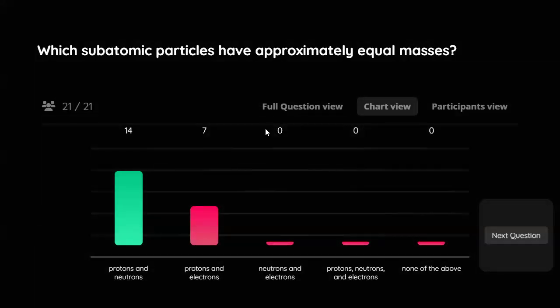Okay, here's where we've got to make sure we understand the question. For approximately equal masses, we're looking inside the nucleus. The proton and the neutron have roughly even mass. The electron has virtually no mass next to either of those two. If we're looking at charge, the proton and the electron have roughly the same charge, just in opposite fields, positive versus negative.